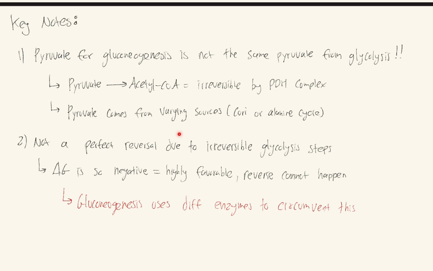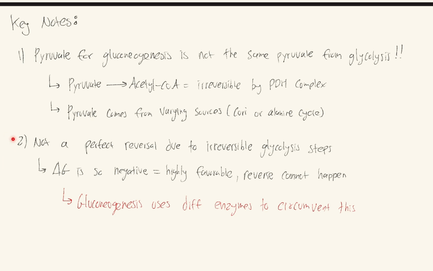Pyruvate can come from varying sources in the cell, such as the Cori cycle or the alanine cycle, much of which are kind of in a different, more like ketogenic, glucogenic amino acid metabolism, and I could go over that in another video, but know that pyruvate comes from varying sources for gluconeogenesis.